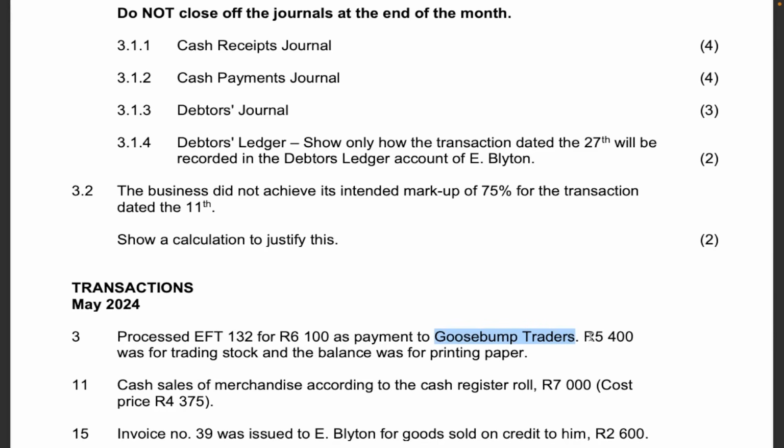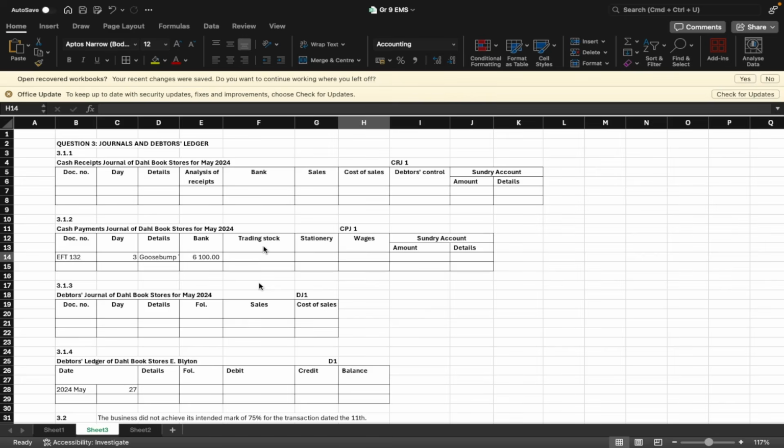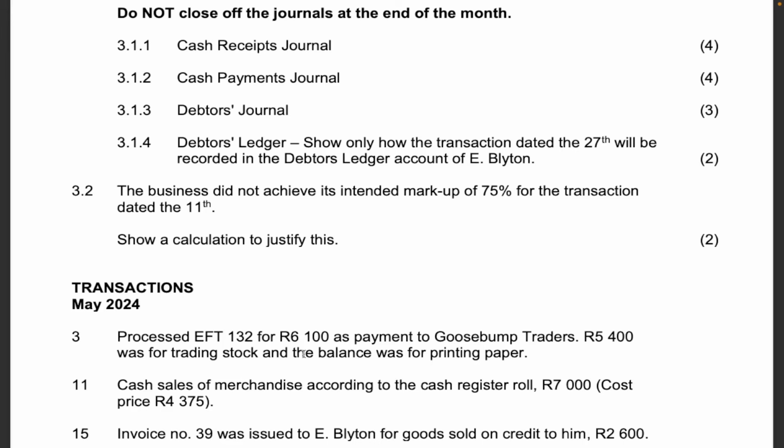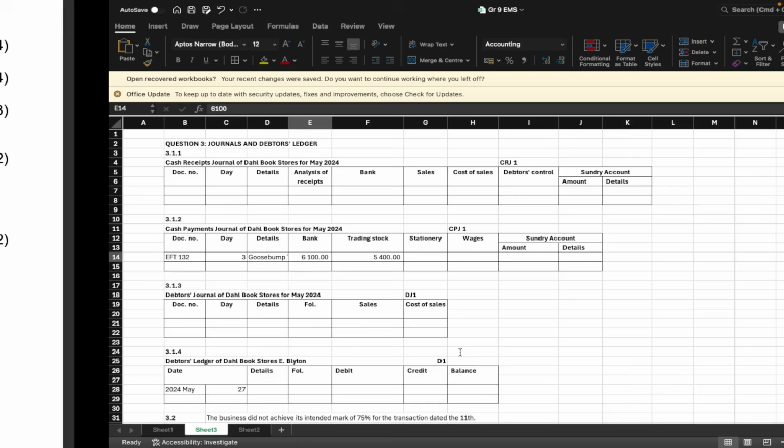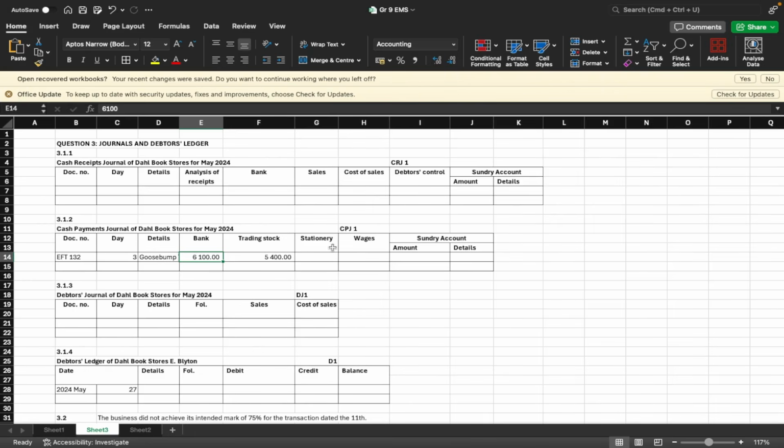5,400 was for trading stock. So firstly, let's do that. Let's put the 5,400 under trading stock, and you can see how easy it is for us to do this. 5,400 under trading stock. And then what was the remainder for? Because we paid 6,100 in total, and you can see here we're told that the balance was for printing paper. And so if we go back here, do we have a column for printing paper?